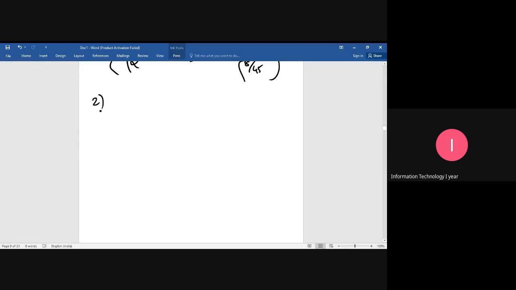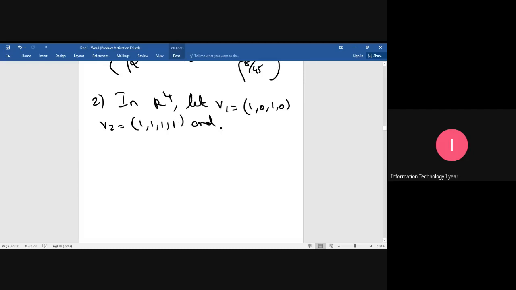Now the second question is in R power 4. I'll give you the vector form. In the next class, again, we will see one polynomial form. So V1 is equal to 1, 0, 1, 0. V2 is 1, 1, 1, 1. And V3 is 0, 1, 2, 1.